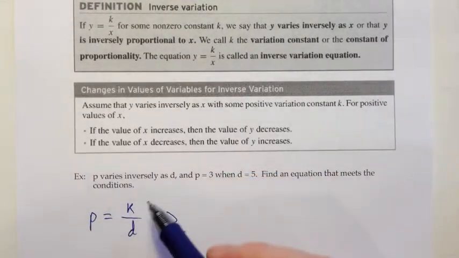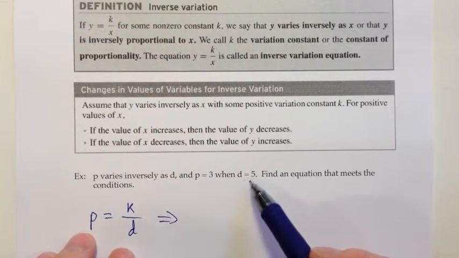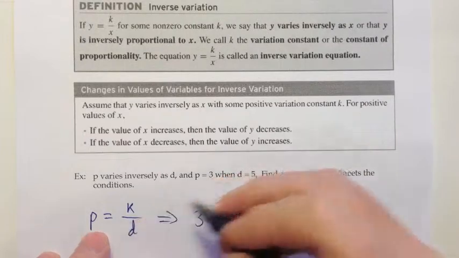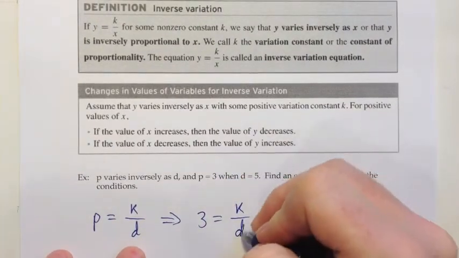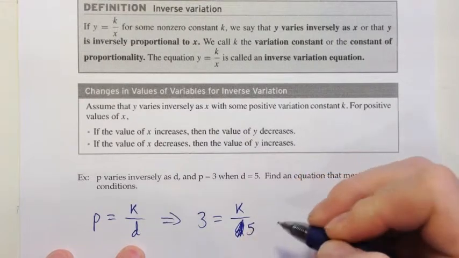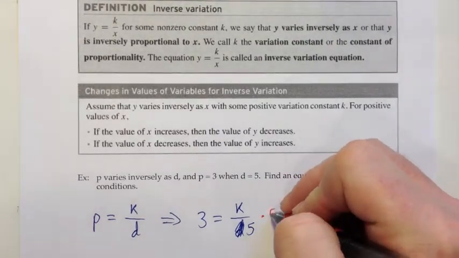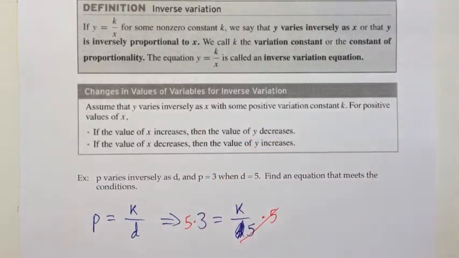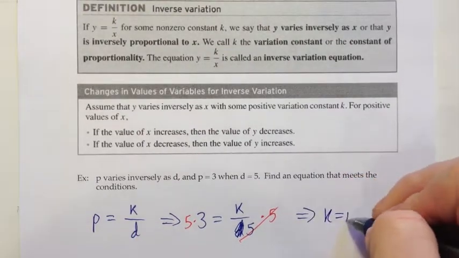Once you get the equation set up, you want to figure out k. So you take the values of p and d that they gave and you substitute those in. So 3 for the p and the 5 for the d. Supposed to substitute that 5 in there. And then we want to solve for k. So we'd want to clear fractions, so multiply both sides by 5. That would cancel the 5 over here. And then we get k equals 5 times 3, or k equals 15.